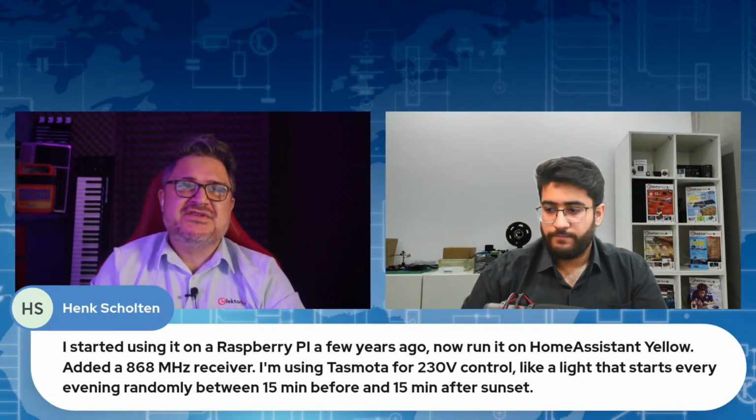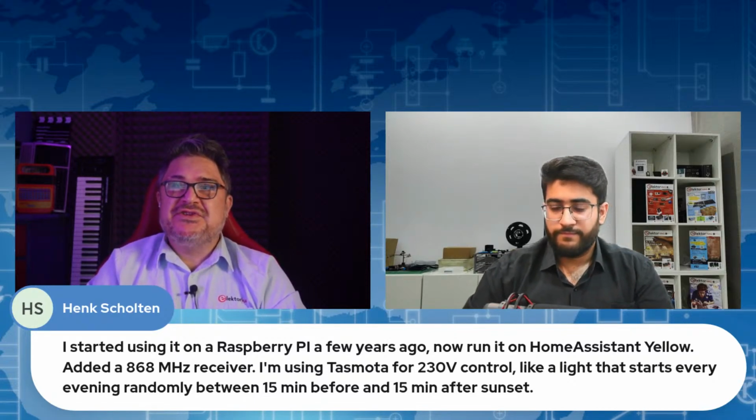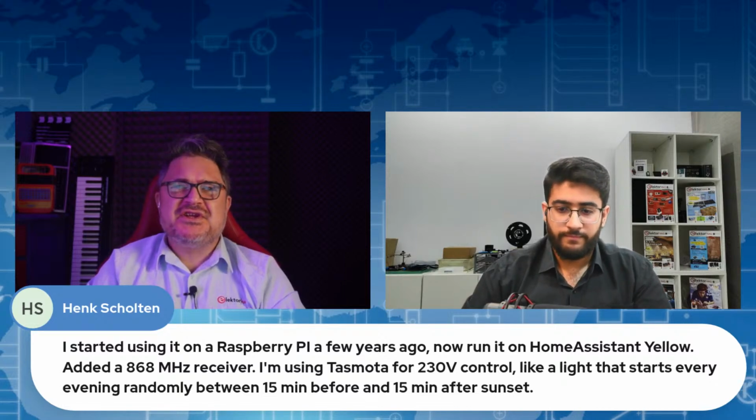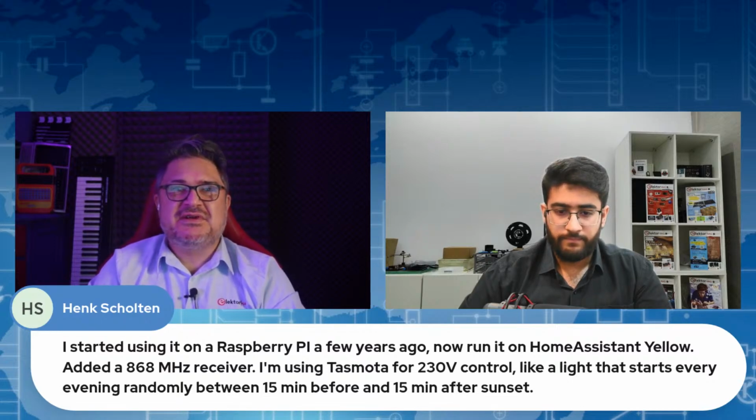So he's got a light that starts every evening randomly between 15 minutes before and 15 minutes after sunset. I like that feature as well, because sunset changes here throughout the year, from say 5:10 p.m. in winter to around 7:10 p.m. in summer. So I used to have a notification that it's sunset, and then my lights would change from cool white to warm white at night, and play a little tune for sunrise in the morning to get you going in the day.